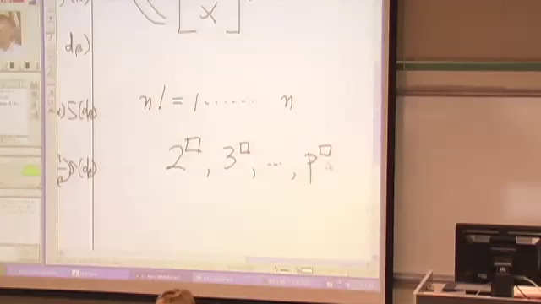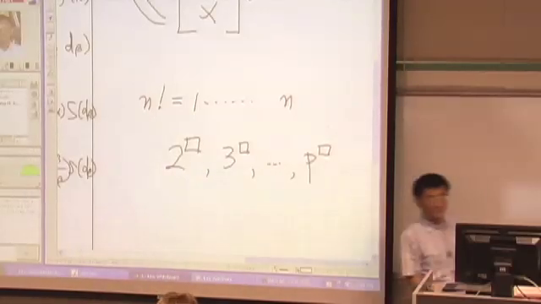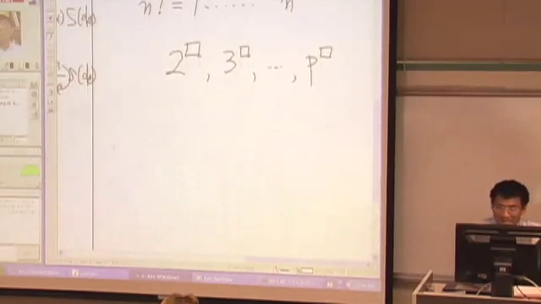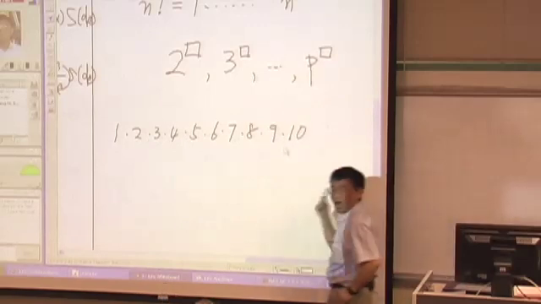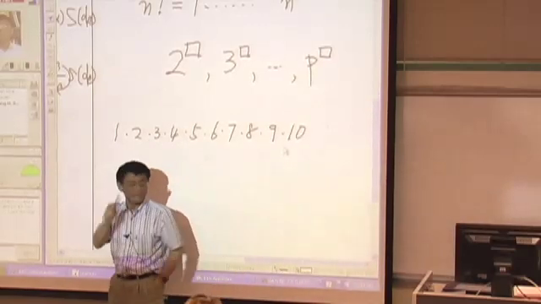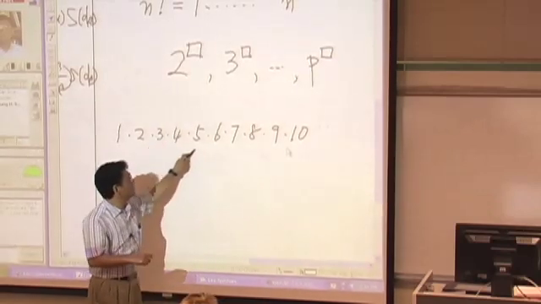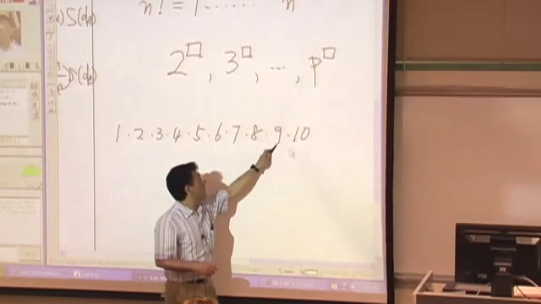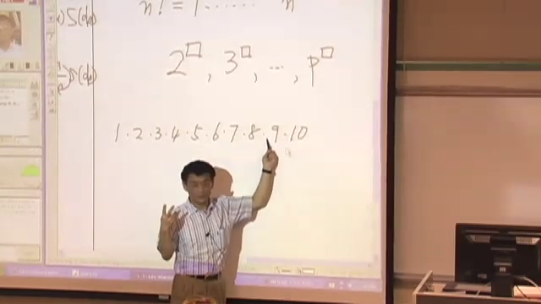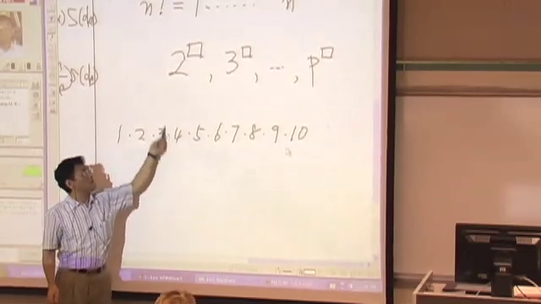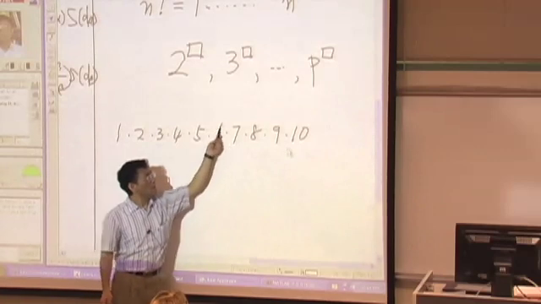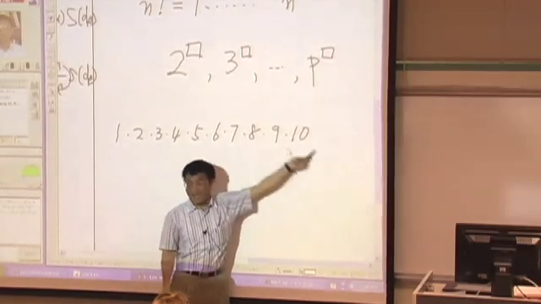Can you guess? For instance, let's do the counting. 1, 2, 3, 4, 5, 6, 7, 8, 9, 10. 10 in 10 factorial. How many 3's can you find? 1, 2, 3, 4, right? It has 2. How many 2's can you find? 1, 2, 3, 4, 5, 6, 7, 8, right? Total 8.